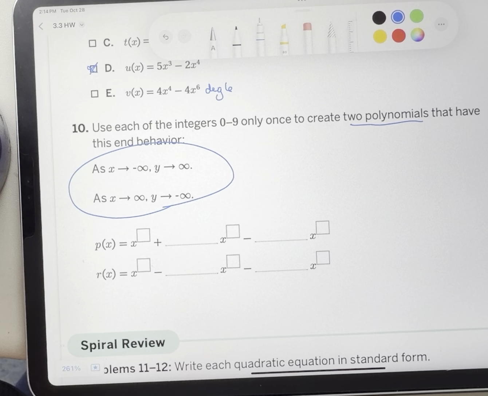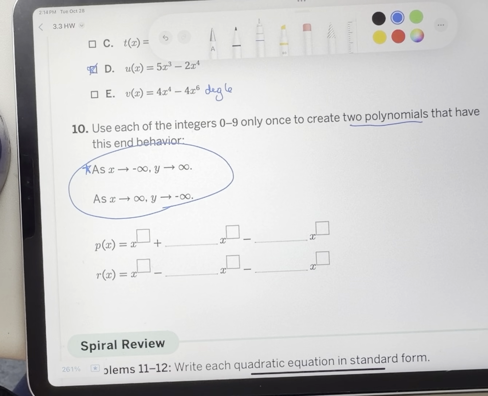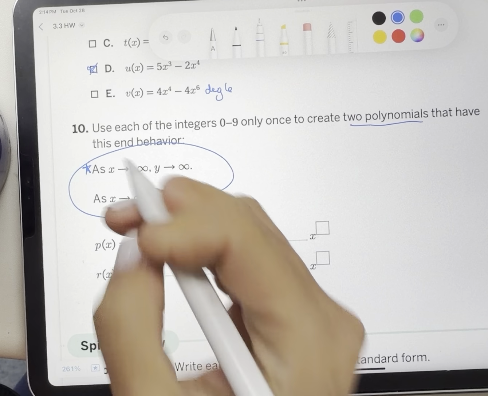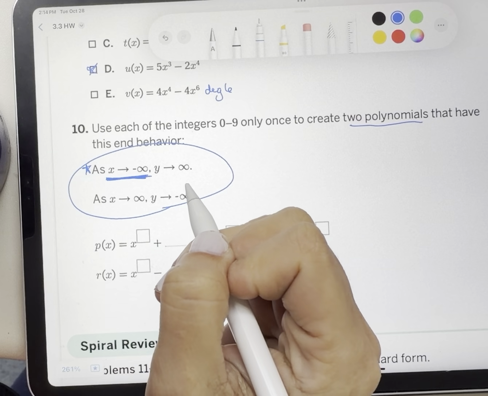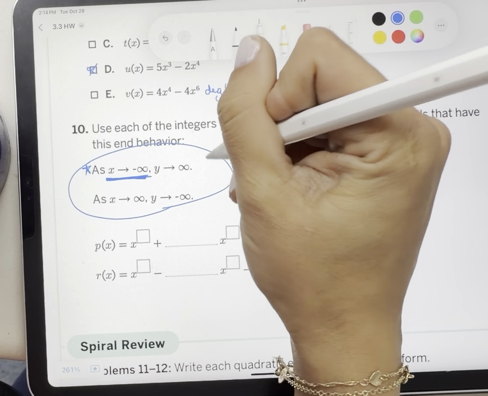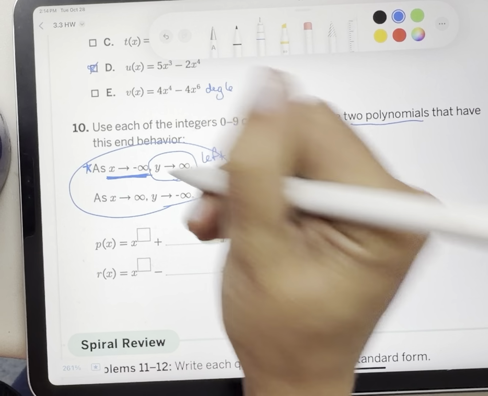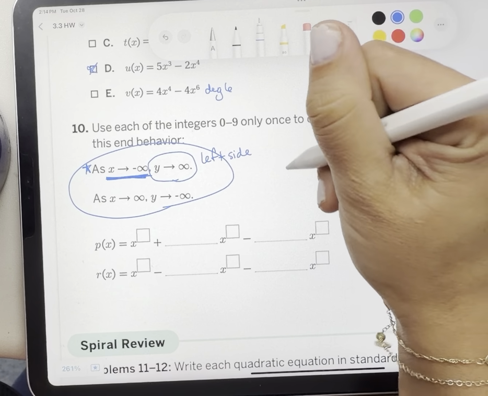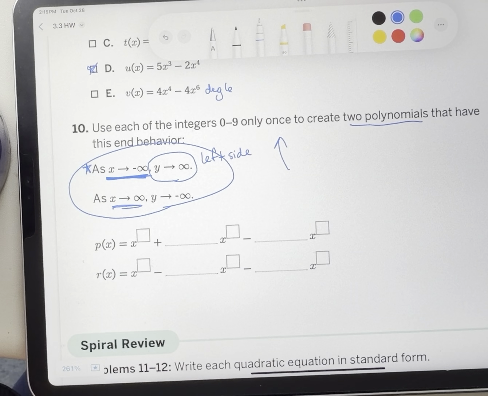Let's first understand the end behavior. The first line of this tells me what? It tells me on, what did this mean? It means on the left side, I'm going where? Up. So on the left, I'm up. And what am I doing on the right?